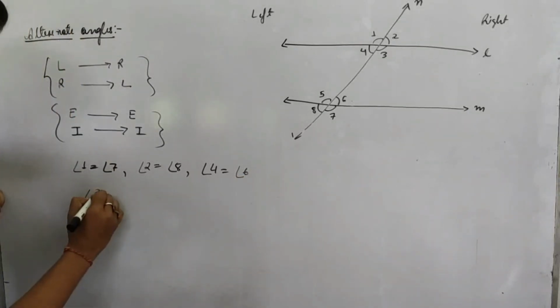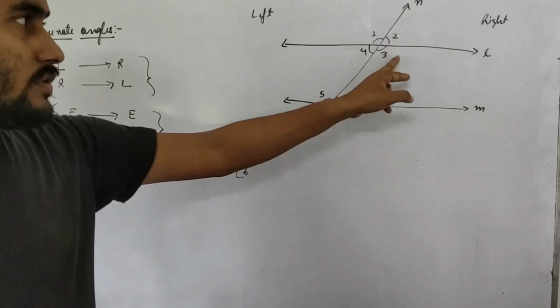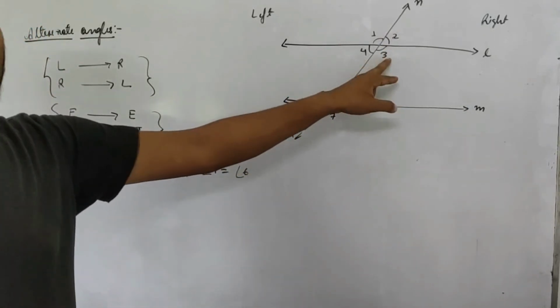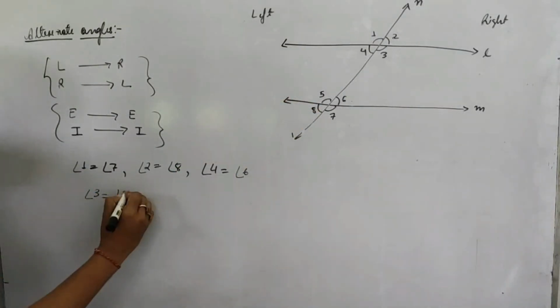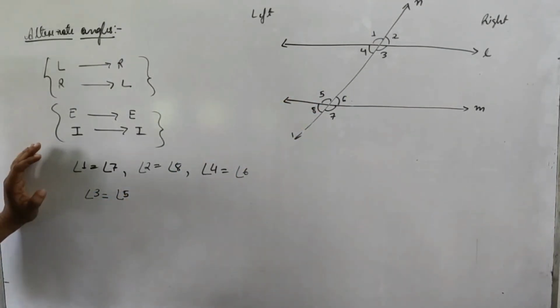Next, number 3. 3 will be equal to what? 3 is on the right side, so on the left side we need an angle, and 3 is interior. So the next interior is what? 5. So 3 will be equal to 5. So these are alternate angles. Understood?